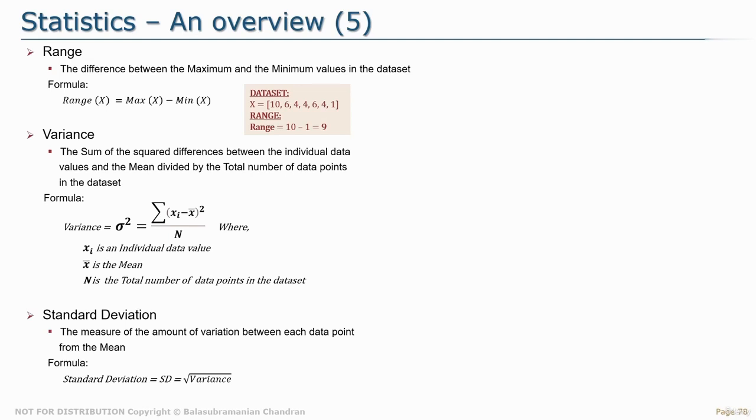Standard deviation. Standard deviation is the measure of the amount of variation between each data point from the mean. The formula is standard deviation is equal to square root of variance.